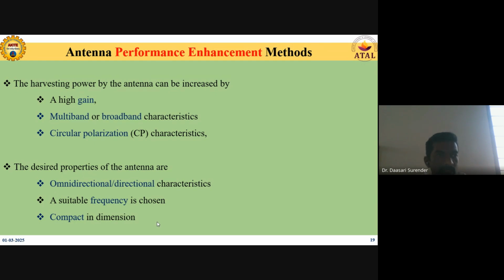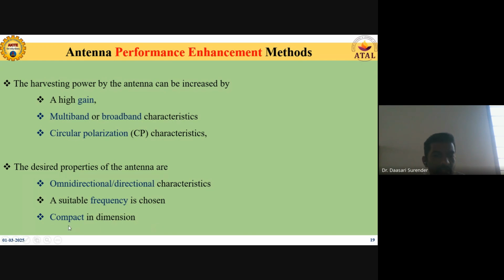So the polarization is also important, because a circularly polarized antenna can receive any polarized signal from the ambient environment. So due to that reason, an antenna with circular polarization is important for designing the antenna for rectenna systems.